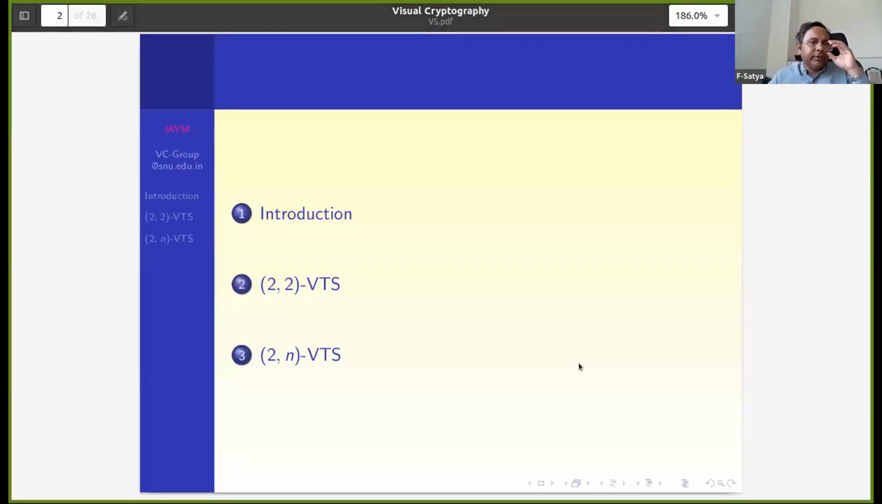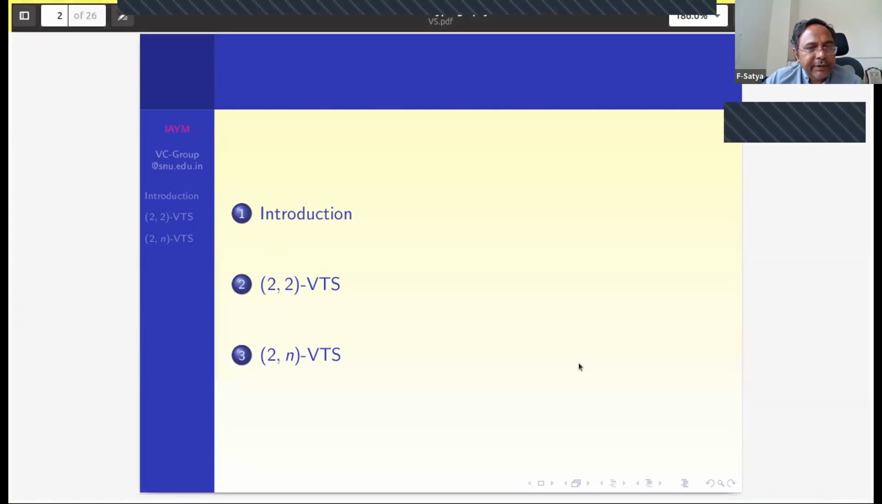Yeah. So visual cryptography is a part of secret sharing. It may not be part of your syllabus, but I want to give an application. In the syllabus, it is mentioned as secret sharing. But today I'm telling about visual cryptography.